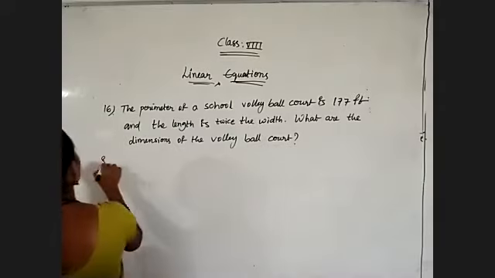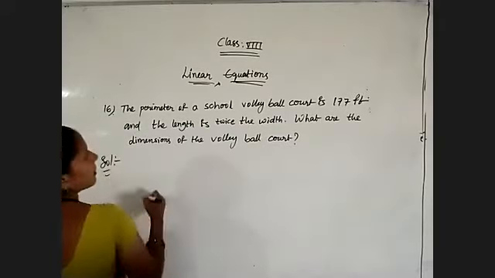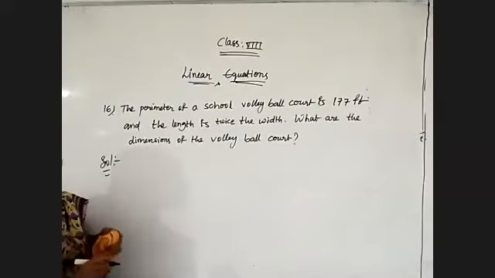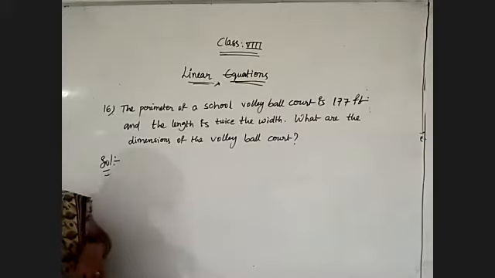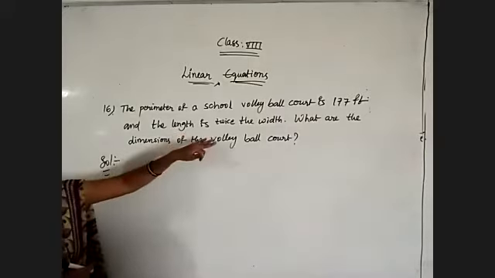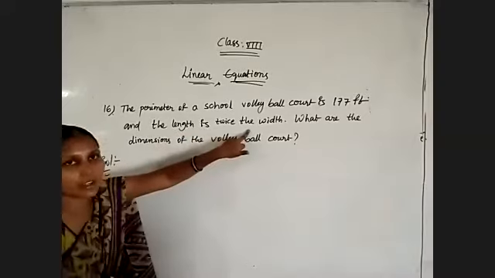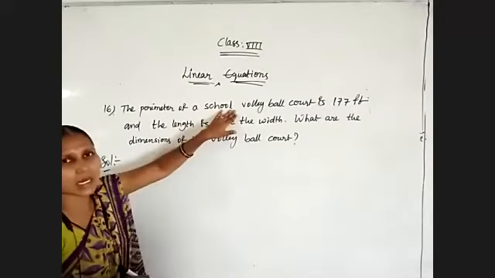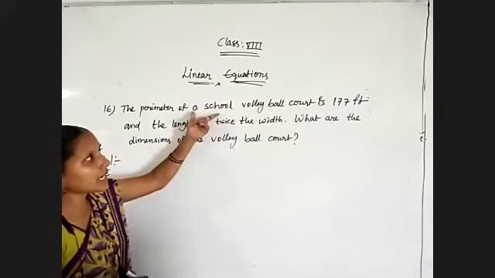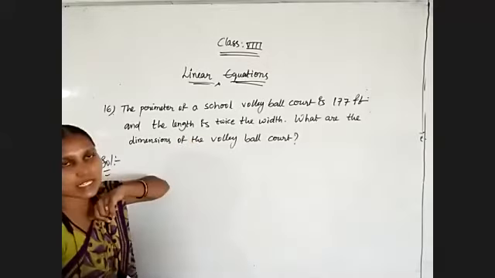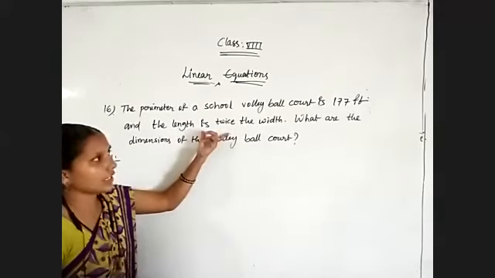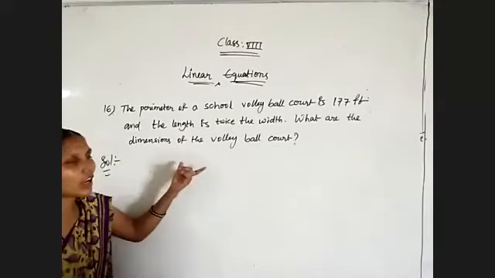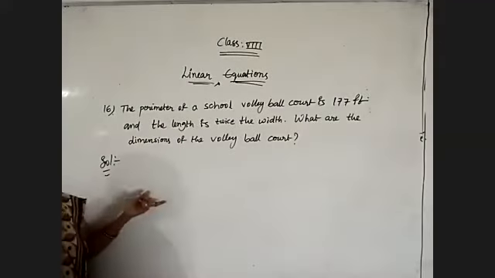Okay, now observe here. Perimeter of the school volleyball court is 177 feet. So just observe how many measurements are asking. Length is twice the width. Length, width given. So volleyball court is in which shape? Rectangle shape. So perimeter of the rectangle is given as 177 feet, and a relation between length and breadth is given. So what are the dimensions of the volleyball court? Means length and width we need to find.